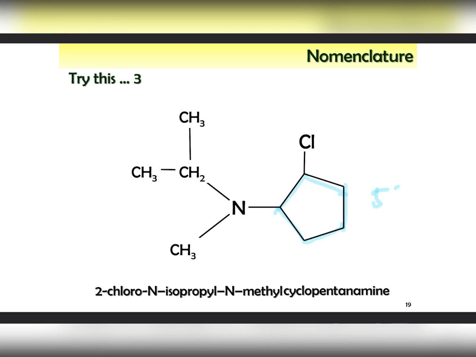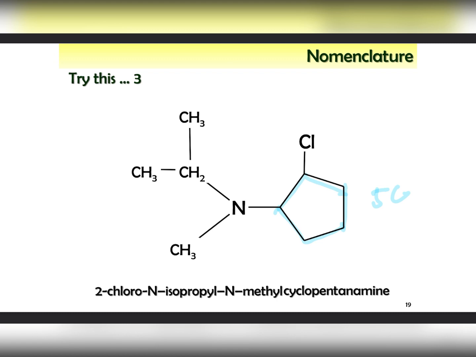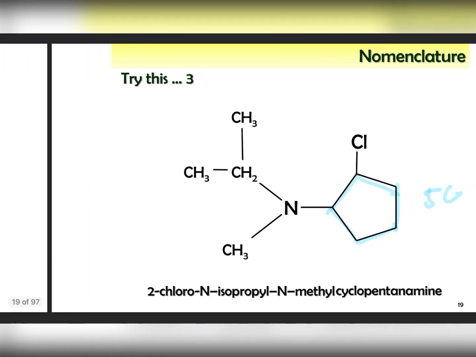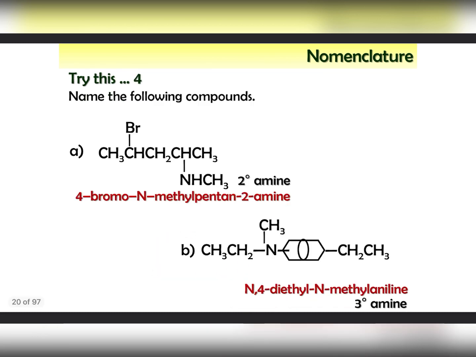Next example you have, so ini tertiary amine and the longest carbon chain untuk parent chain will be this cyclopentanamine, because you have 5 carbon here. And this one will be substituent isopropyl, and ini pun akan jadi substituent methyl. So naming of this structure, dia akan jadi 2-chloro sebab this is attached to the second carbon. So at second carbon you have chloro, 2-chloro, and isopropyl and methyl cyclopentanamine.